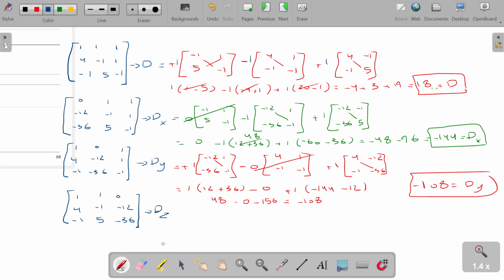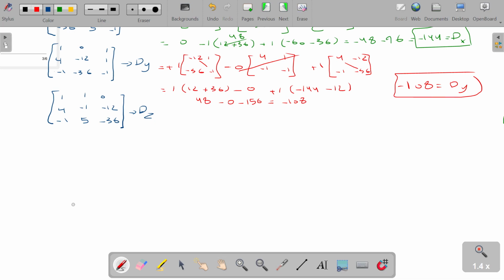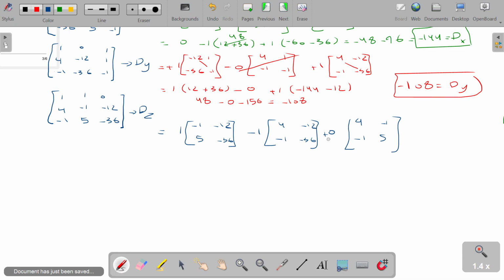And now I'm going to go to the next one, which is the last one here. Okay, so I'm going to list the numbers 1, negative 1, and 0. We know this one will be multiplied by a negative. Now the 2 by 2 matrices go here. Okay, cover the first row and first column. We will have negative 1, negative 12, 5, and negative 36. Then cover the second column and first row. We'll have 4, negative 12, negative 1, and negative 36. And the last one we covered, so we will have 4, negative 1, negative 1, and 5.